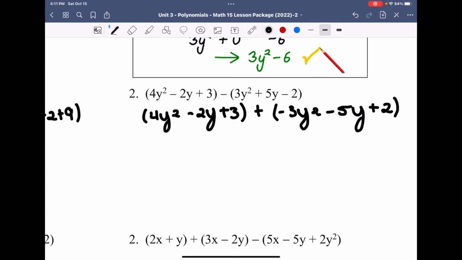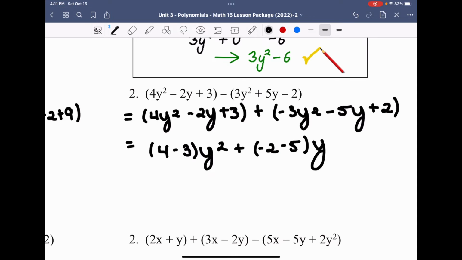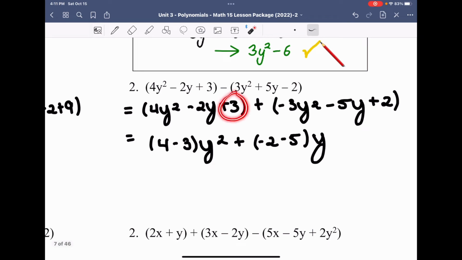Now I can add them like normal. I've taken my subtraction sign and distributed it to all three. Once I distribute it to all three, I can change it to a plus and we can add these like normal. So now I have, in this case, this is equal to (4 minus 3) y squareds. Then I look at my two y terms. I have a negative 2y and a negative 5y. I'm going to add those coefficients together. (Negative 2 minus 5)y. And then finally, I want to look at my constant terms. I have a 3, I have a 2. They're being added together. This is going to be 3 plus 2 on the outside.